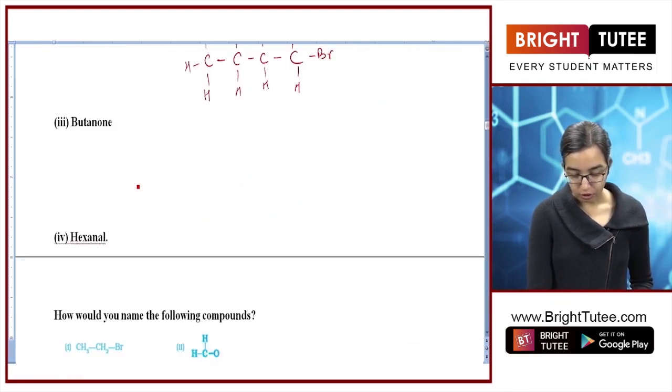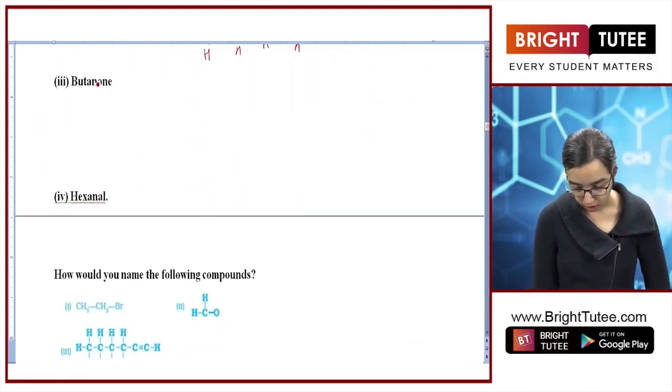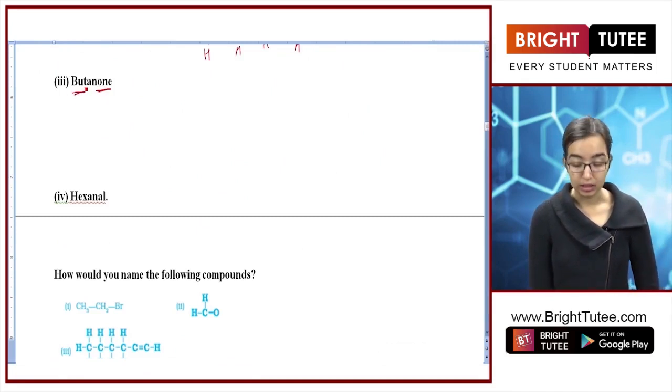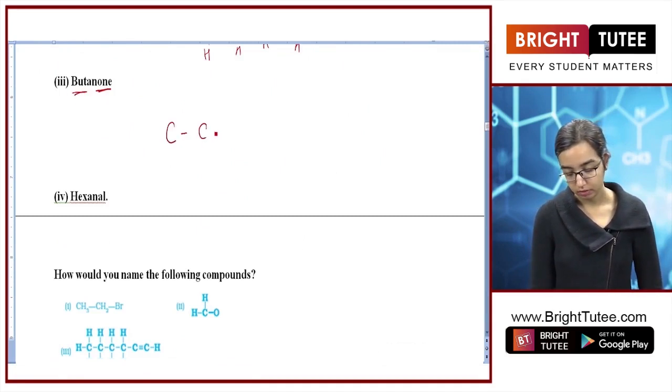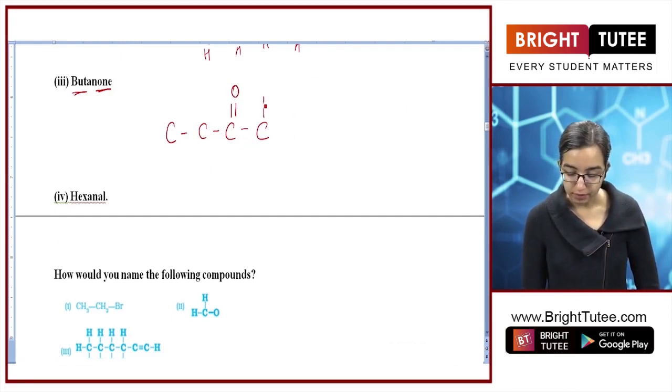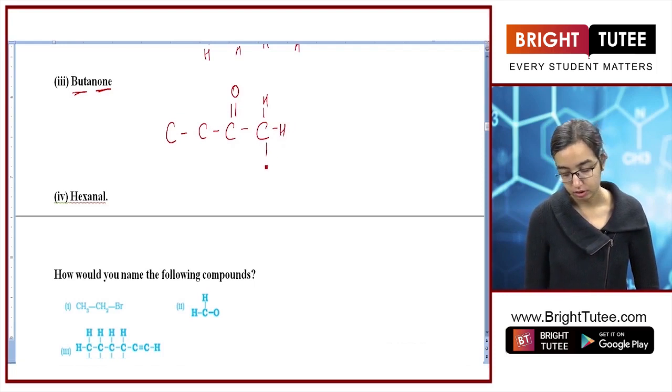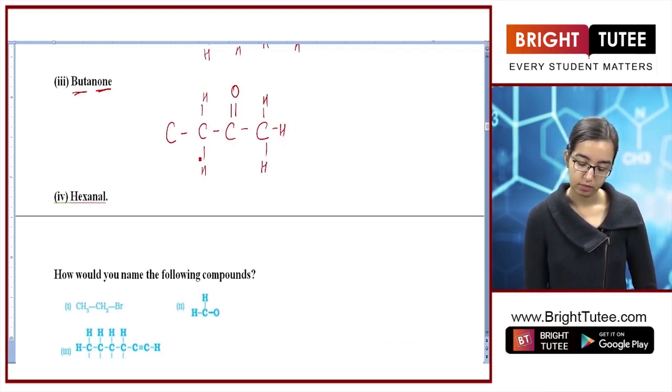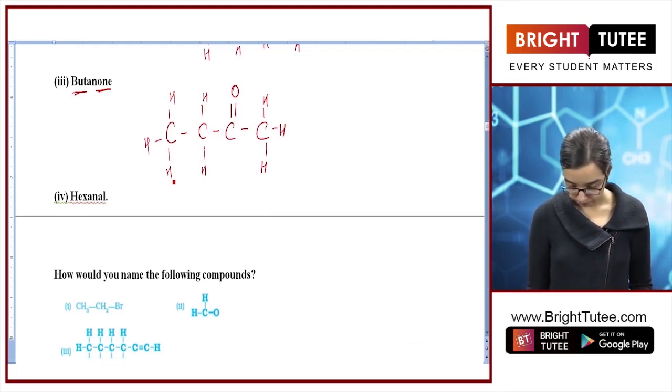The second one is draw the structure of butanone. Now, "-one" means ketone and "but" means 4. So we have 4 carbons and we want "-one", so that means there's a double bond O somewhere in the middle. So I'm choosing the second carbon. Fill the remaining ones with hydrogen. And that is the structure of butanone.